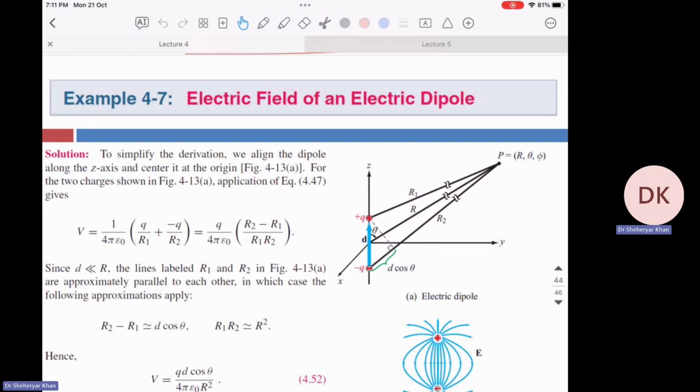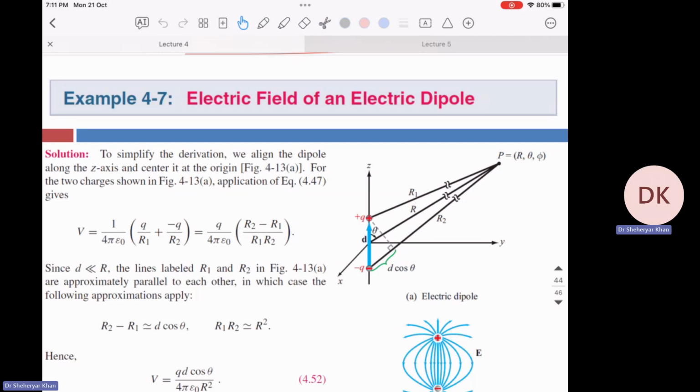These charges can be sensed at any point P, right? So r, theta, phi. Now this is like a spherical system, okay? So we can have r1, r, and r2 distances, which are approximately at the same distance because the lengths can be treated as approximately the same.